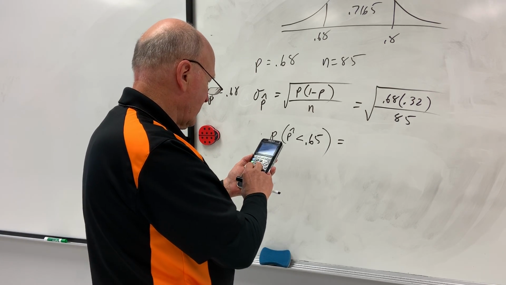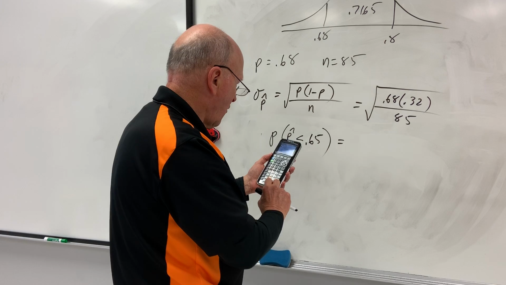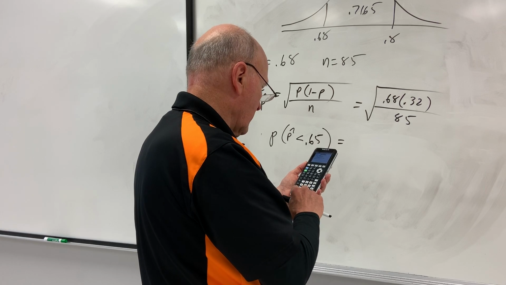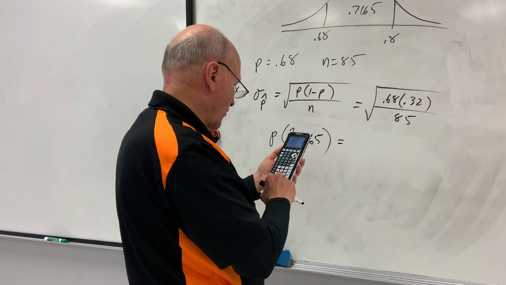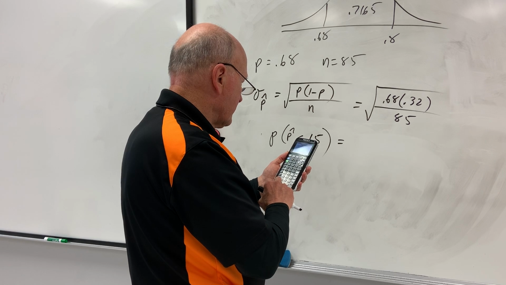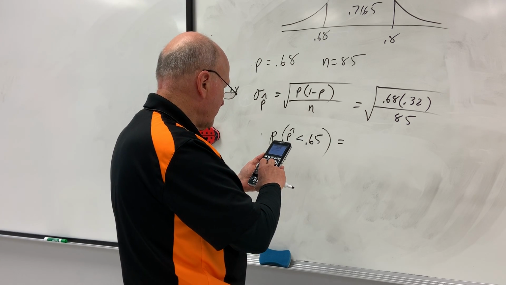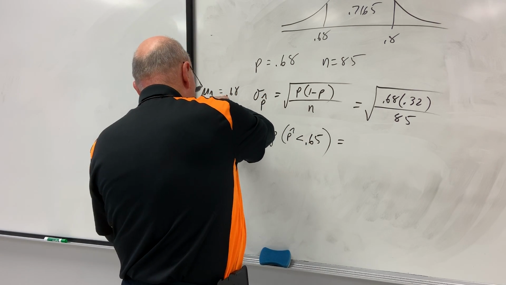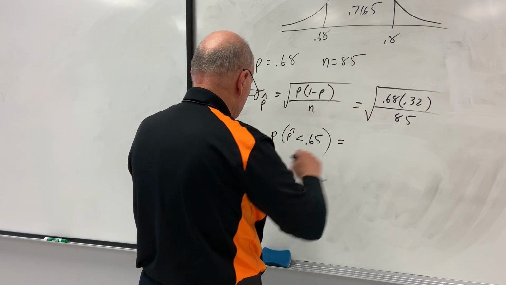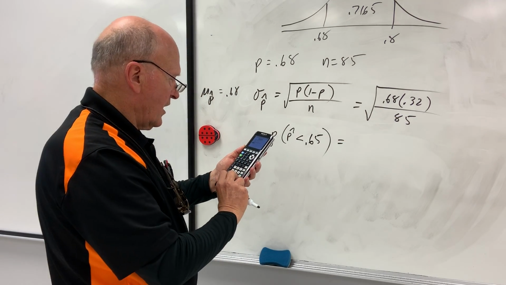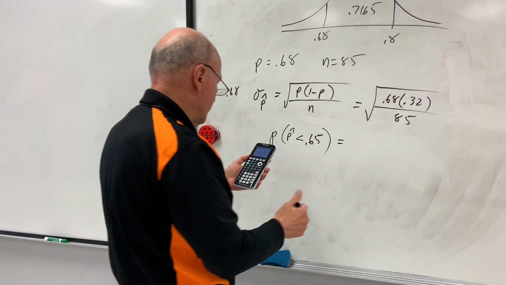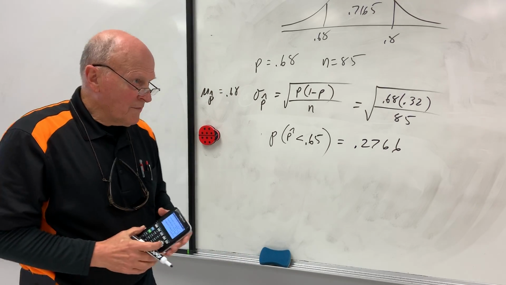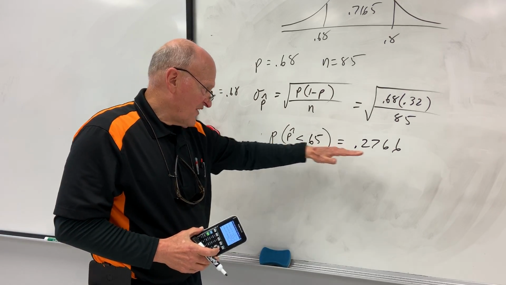We're going to go second, distribution, normal CDF. The lower this time, we're going to put in a real small number, negative 1,000,000. The upper, in this case, is going to be 0.65. And the mean of P hat and the standard deviation of P hat stay the same. When I hit enter a few times, I'm getting 0.2766. So the probability that we're lower than 0.65 is this.